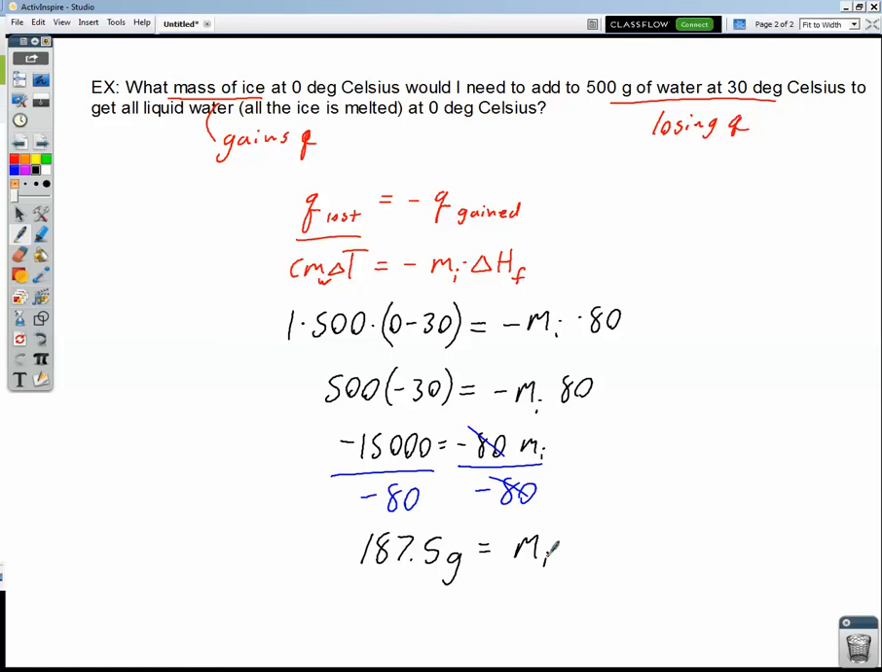So it answers the age-old question, what do science nerds do on vacation? They measure out the amount of ice they want to add to their water to make sure that they get the nice cold drink with no ice left.